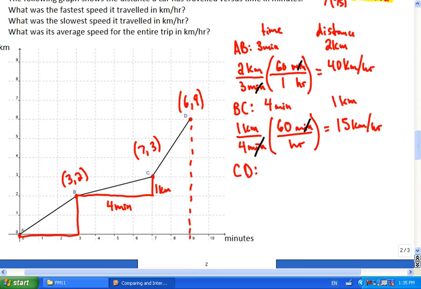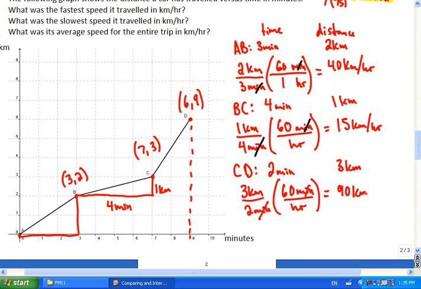Okay, and then when we go from C to D, what time went by from C to D? How long did it take? 2 minutes. Good, 2 minutes went by, and what was the distance? 3. So that means that this person went 3 kilometers in 2 minutes, and there's 60 minutes in an hour. So they are going quite fast. They're going 90 kilometers per hour.